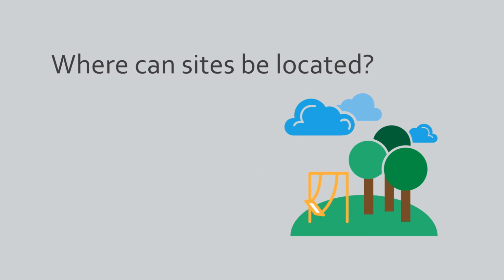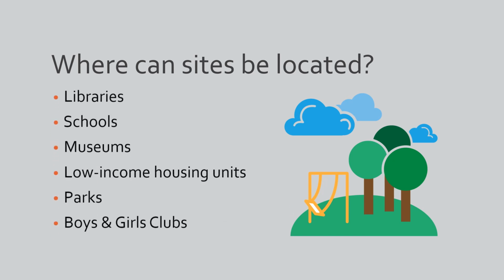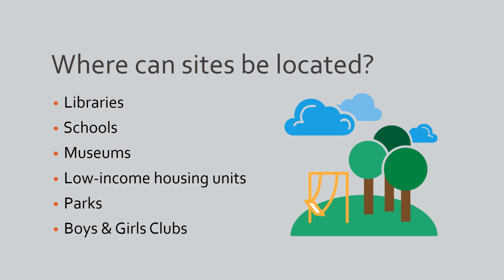Be creative when looking for sites. Partner with various organizations, groups, and community members as you look for the best places in eligible areas to reach the most children. Sites can be almost anywhere as long as they are eligible and can safely accommodate a group of children eating in a congregate setting. Potential sites might include libraries, schools, museums, and low-income housing units.